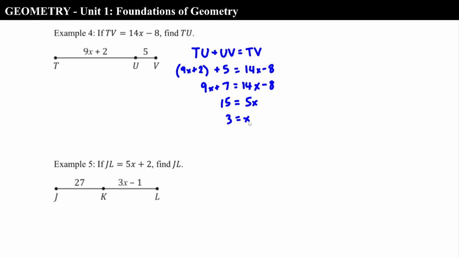Now, remember, read the directions. We're not finding x in this one. We're finding TU. We simply need x to find what TU is, because we know that TU is equal to 9x plus 2. So we're going to substitute in 3 for x, because we just found what x was. 9 times 3 is 27. 27 plus 2 gives us 29. So TU is equal to 29.